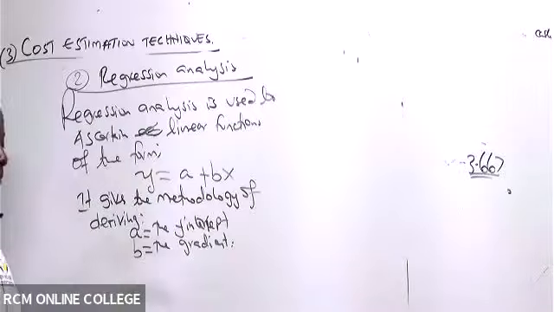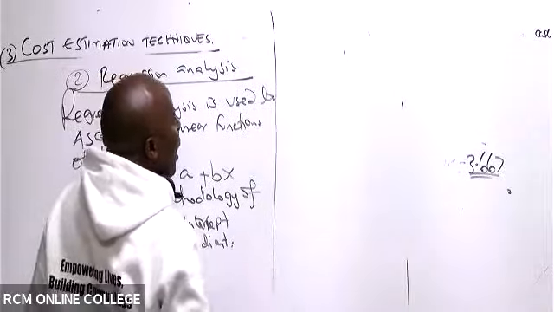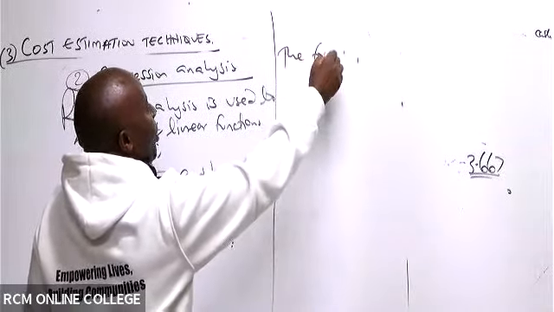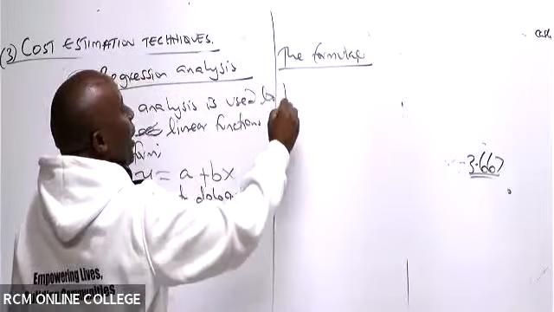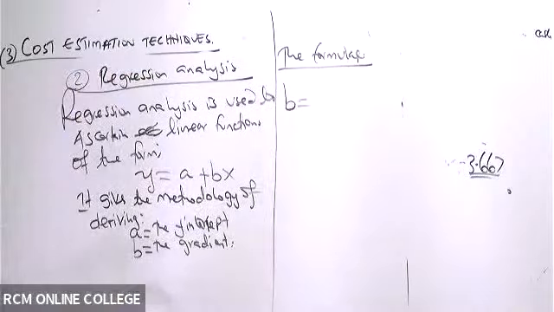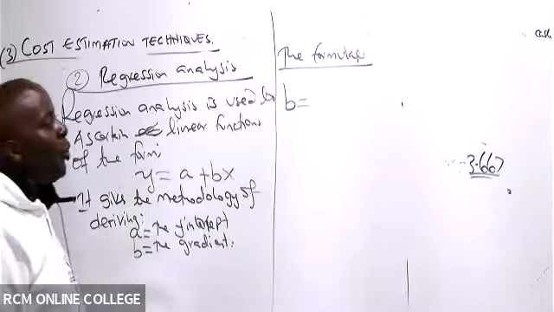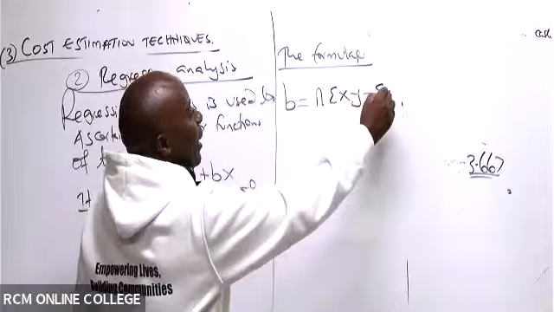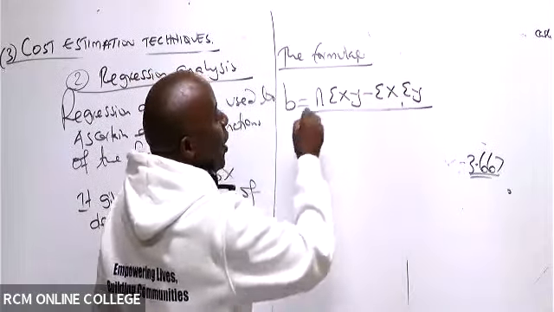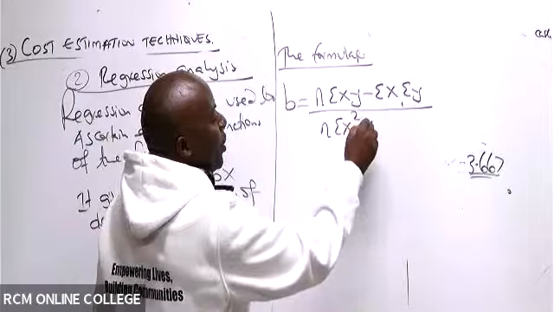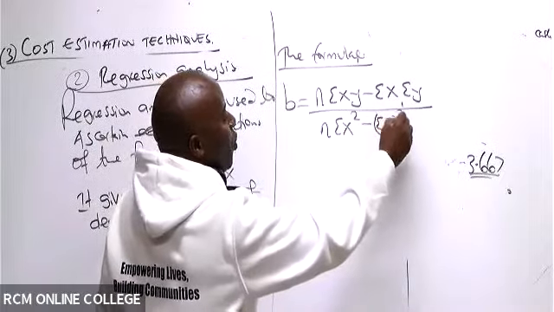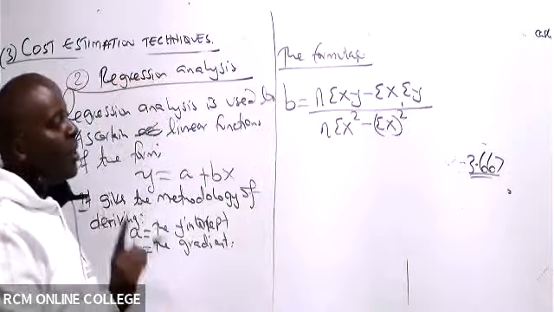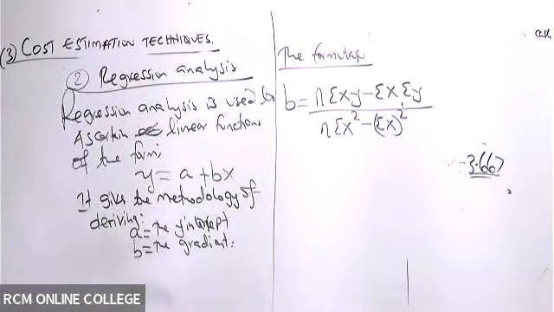And then you come, ladies and gentlemen, here and write the formula. The formulae, because there are two of them. The formulae to be able to get the value of B using regression analysis. To use regression analysis to get B, we take n summations of xy minus summation of x, summation of y, all over n summations of x squared minus summation of x squared. I know you have seen it, the one with spectacles, but just first of all, copy down. Don't fear it at all.